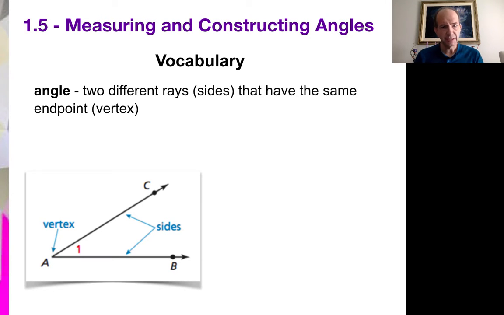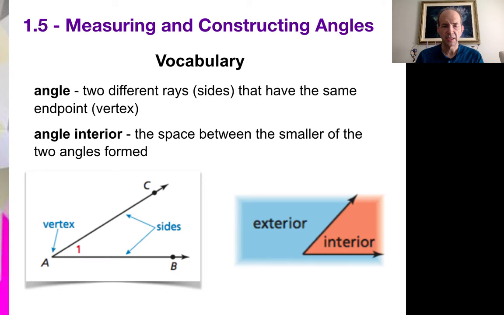An angle is made up of two rays. And those two rays start at the same point. And that point is called the vertex here. The rays go out, and each one is called the side of an angle. So an angle is defined by two rays with a common vertex, and the rays are the sides of the angle.